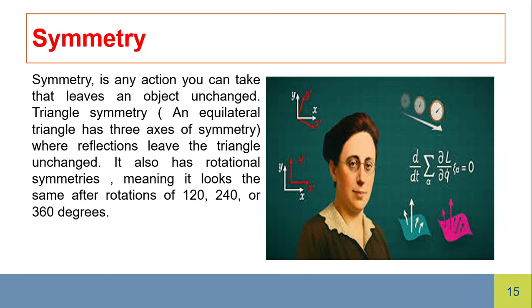Symmetry. Symmetry in physics is any action that you can take that leaves an object unchanged. So for example, triangle symmetry. An equilateral triangle has three axes of symmetry where reflections leave the triangle unchanged. It also has rotational symmetries, meaning it looks the same after rotations of 120, 240 or 360 degrees. So there was one more thing there, in symmetry.